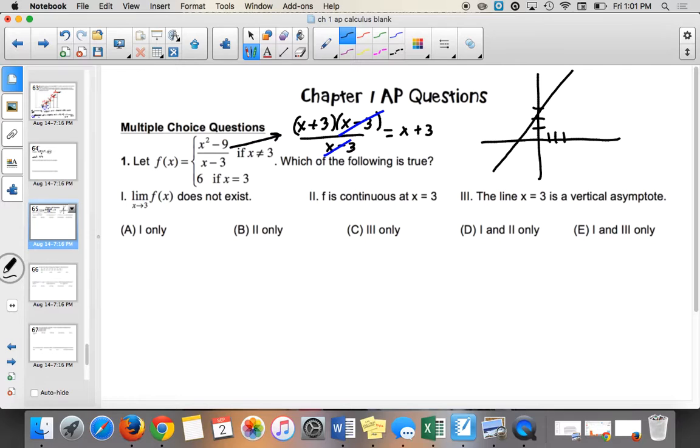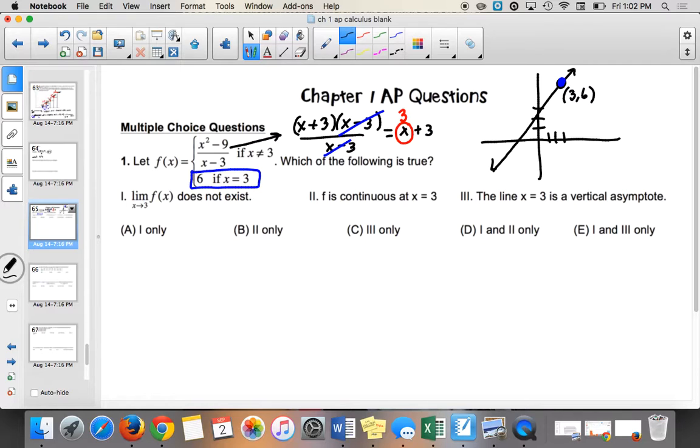Where is that hole located? At what point? X equals 3. What would the y value of that point be? 6, right? Because if you plug in 3 here, you get 3 plus 3, which is 6. So this hole is at 3 comma 6. But the second part of this piecewise function fills in that hole. Did you guys see it? So when it says 6 if x equals 3, that fills in the hole for us. So we now just have the line y equals x plus 3.